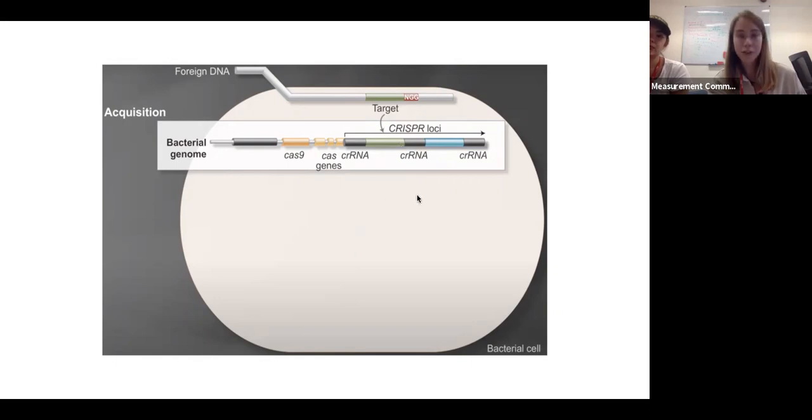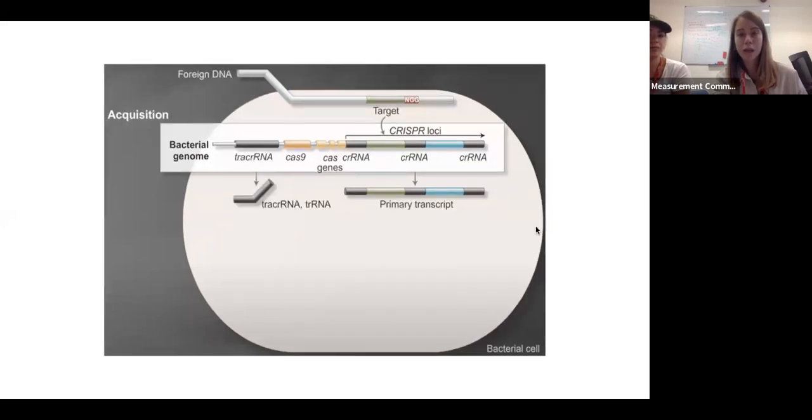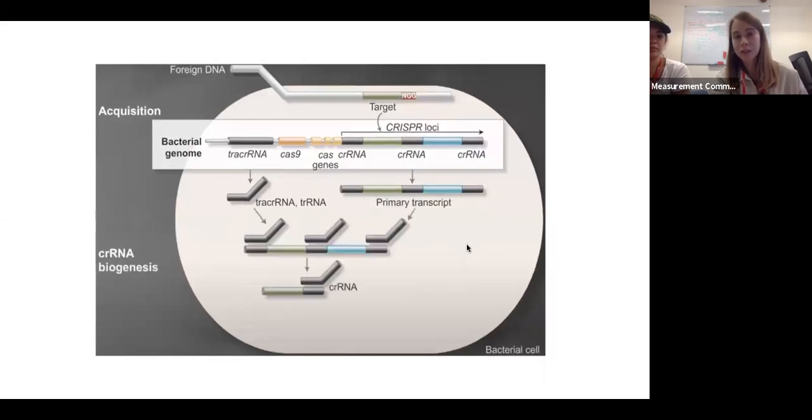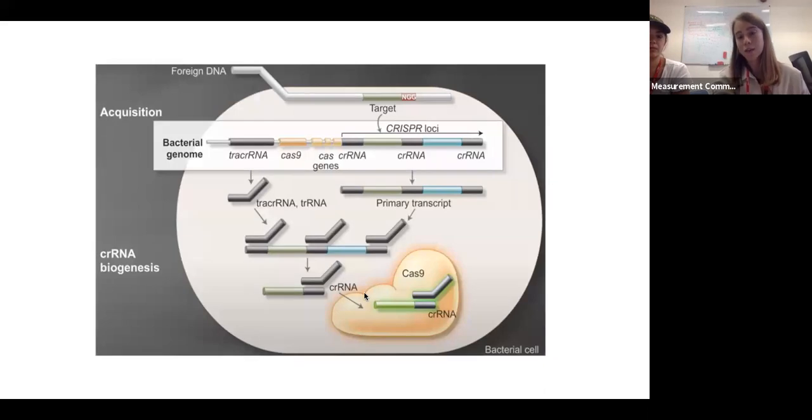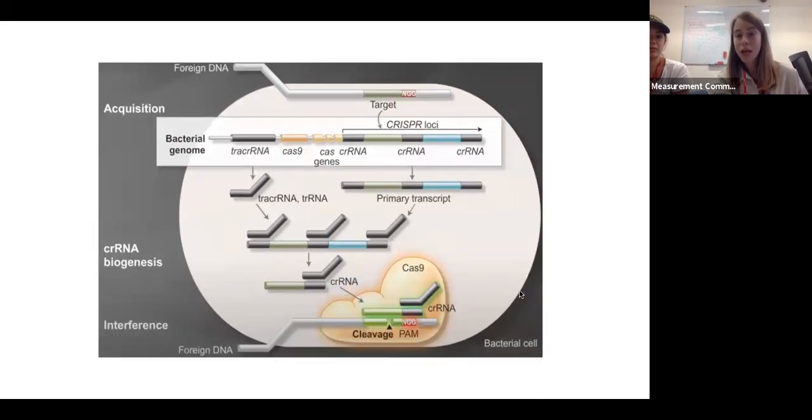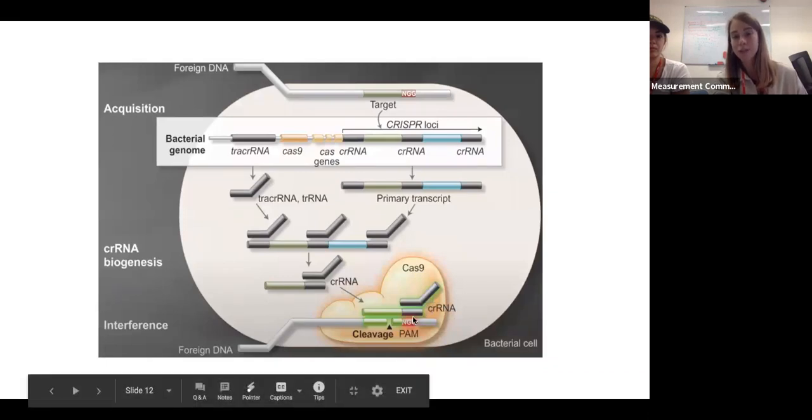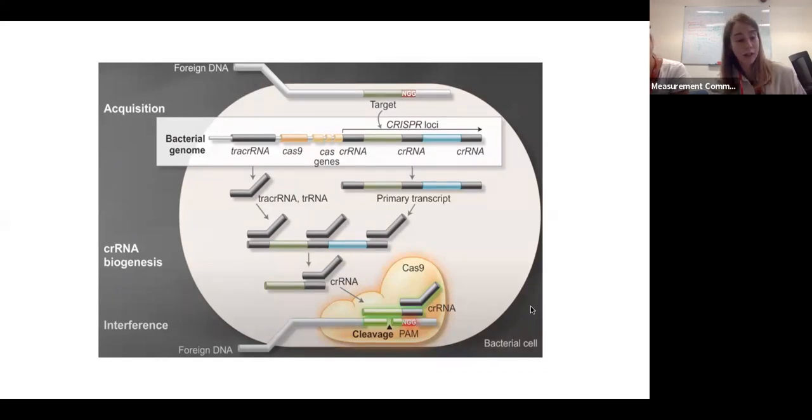After it's integrated, it's transcribed. There's a long primary transcript, and there is the tracer RNA, which is constitutively expressed. These together combine and form the pre-CRISPR RNA, and with the help of Cas proteins, the pre-CRISPR RNA is processed and matured into the CRISPR RNA. When Cas9 and CRISPR RNA interact, they become active, and if the target sequences are matched, they cut the foreign DNA. This is how the bacteria can remember, recognize, and clear infections.